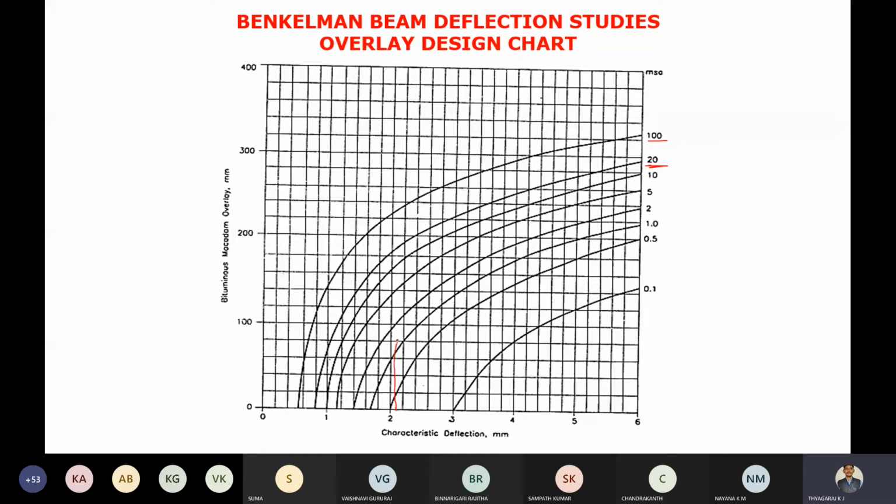So 2.1. We'll draw a line like this and consider here. Since it is 20 and 100, we are going to interpolate. We'll take approximately 195 mm, or we can take 190 mm. Since there is no curve for 30 MSA, we will consider the 20, slightly above that. So we are going to get 190 mm.